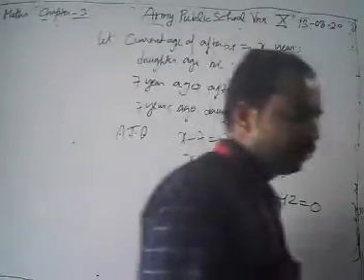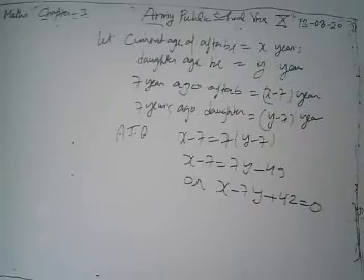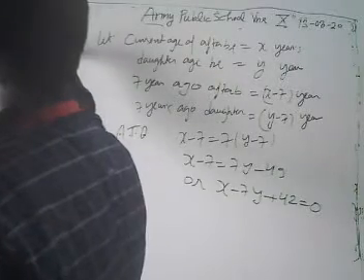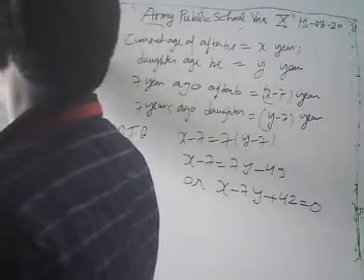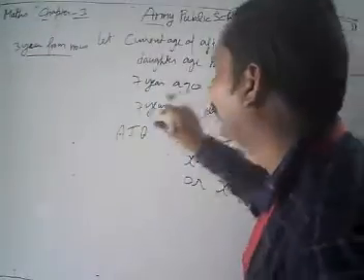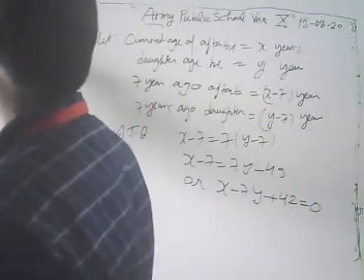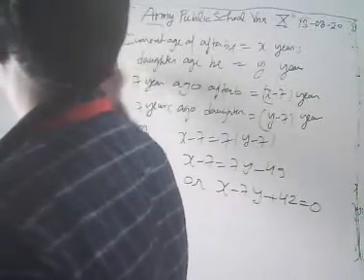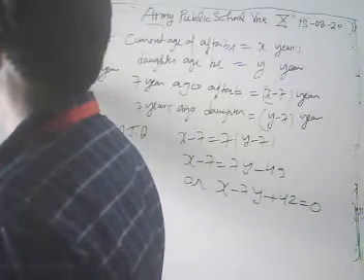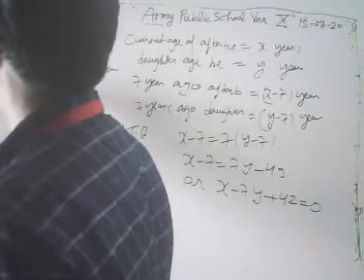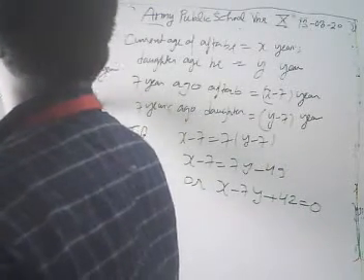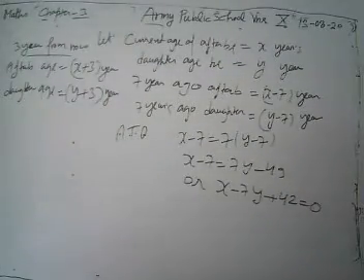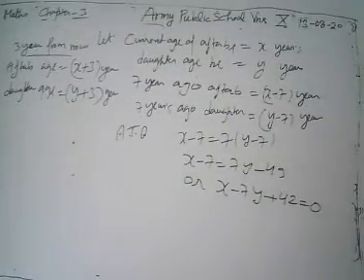Now again there is one more condition: 3 years from now. Now we take the case of 3 years from now. Current ages are x and y. 3 years from now, what will Aftab's age be? It would be x plus 3 years, and the daughter's age would be y plus 3 years. So 3 years from now, Aftab's age is x plus 3 and the daughter's age is y plus 3 years.